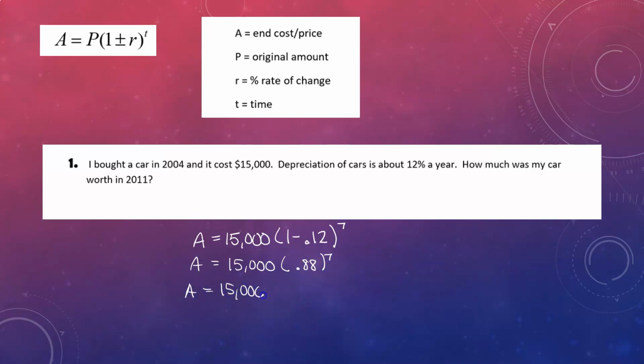Once you take 0.88 to the 7th power, I get this decimal. And it's great if you could just leave this in your calculator and then multiply it by 15,000. And I'm going to say approximately equal, because I rounded to the pennies, the cents. So $6,130.14. Okay.